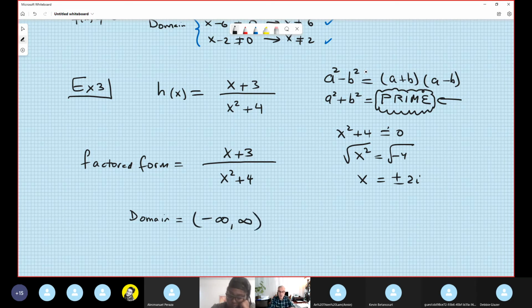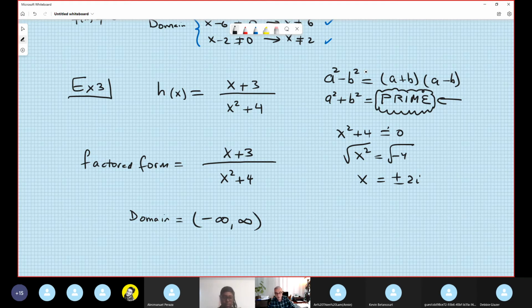Remember, the idea behind domain is always the same. You assume that the domain is all real numbers except the restrictions. And the restriction in this case is when the denominator is equal to 0. I discovered that when I set the polynomial in the bottom equal to 0, the answer is imaginary. Therefore, in the real field the restriction does not exist. Therefore, the domain is all real.